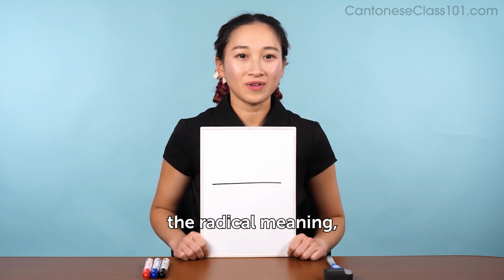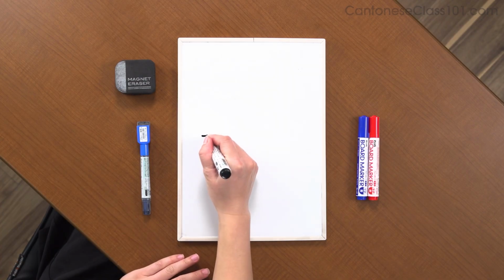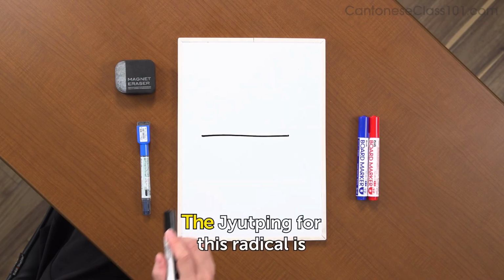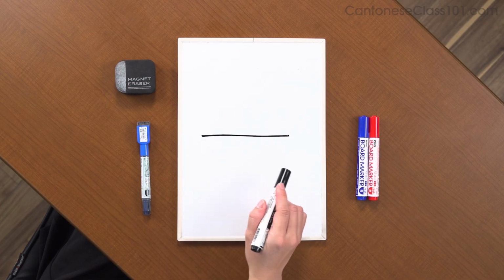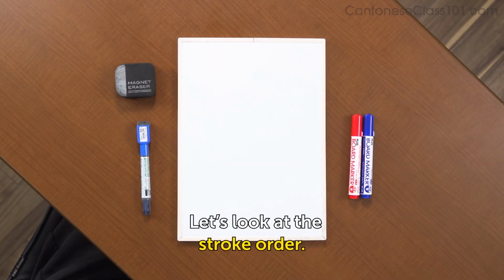Do you know how to write the radical meaning 1? 一 The pinyin for this radical is 一. Let's look at the stroke order.